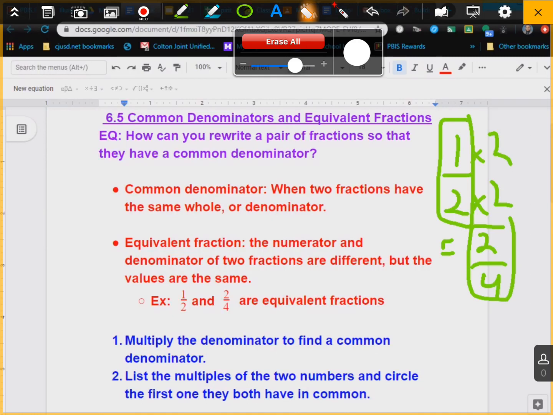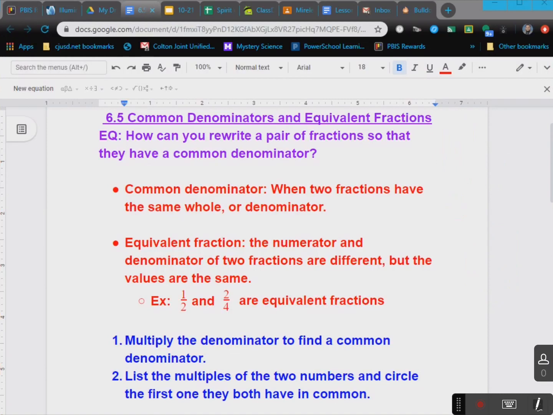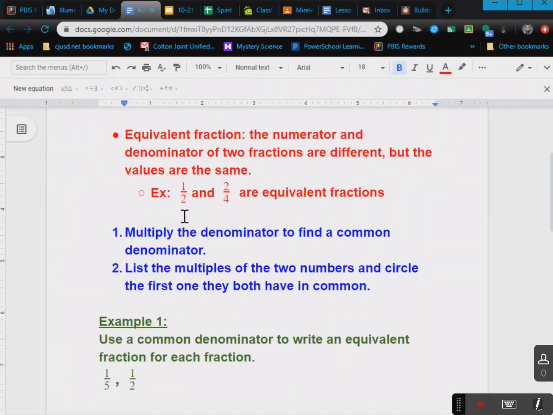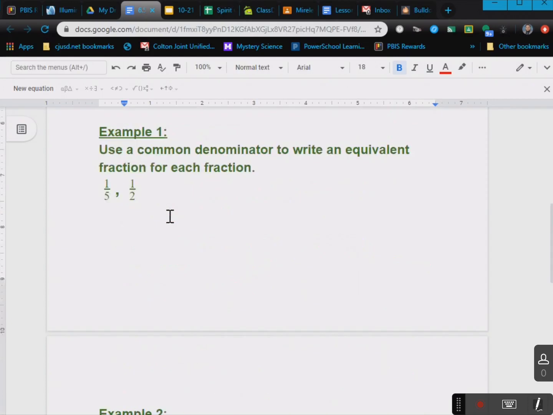The steps are to multiply the denominators to find a common denominator. And the second step is to list the multiples of the numbers and circle the first one they both have in common. That's how I find the least common denominator, which we're going to have to do in examples 2 and 3. So let's go ahead and do example 1. If you need to pause, go ahead and do so now. That's everything you need to write.